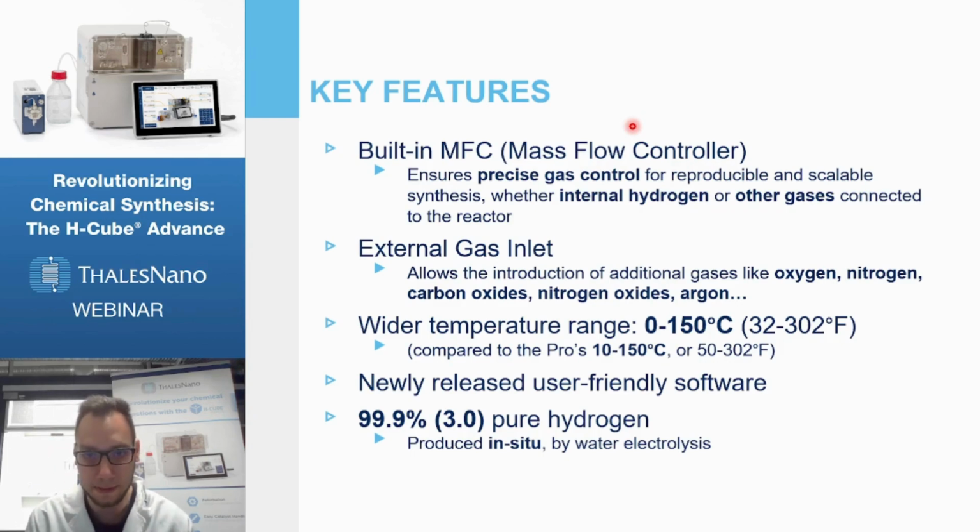So if you are generating hydrogen within the instrument from the electrolysis cell, it too goes through the mass flow controller, allowing for a much more precise injection of the hydrogen gas. But if you're using an external gas source, that also goes through the mass flow controller. And now you have the option of injecting 14 different gases, for example, oxygen, nitrogen, carbon monoxide and dioxides, and various nitrous oxides, as well as some organic gases, for example, ethylene or ethane, to do organic synthesis with other gases, not just hydrogen.